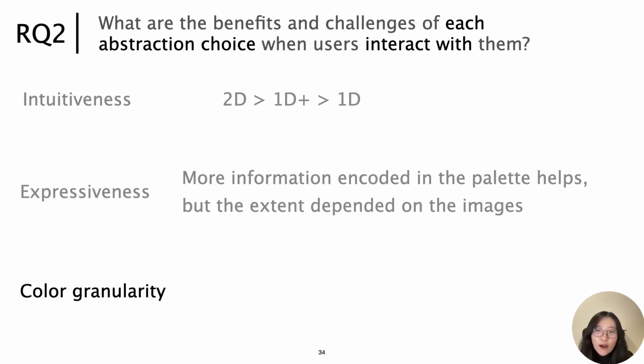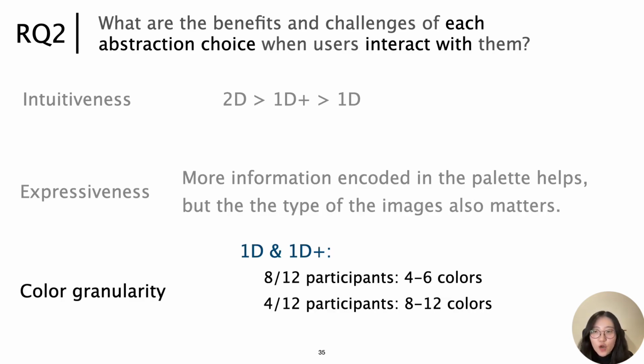Regarding the color granularity, we found that for the 1D and 1D plus formats, some participants prefer a small set of colors, say 5, which is consistent with the most common color palettes, for example, in Adobe Color, that is 5. But others, especially people with higher expertise in design, may prefer more detailed color numbers, say more than 8. But for 2D formats, all users prefer to have more colors in the palette to have a better control.